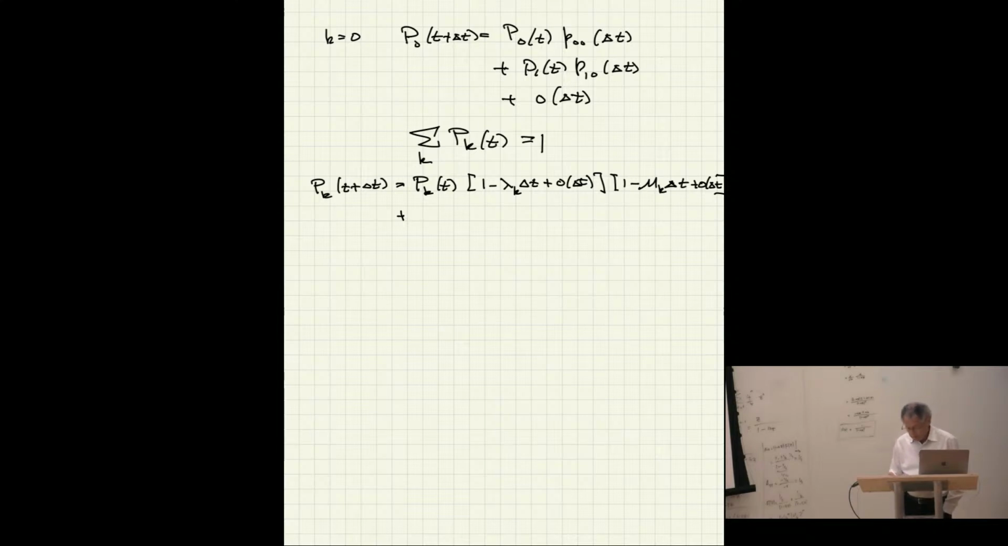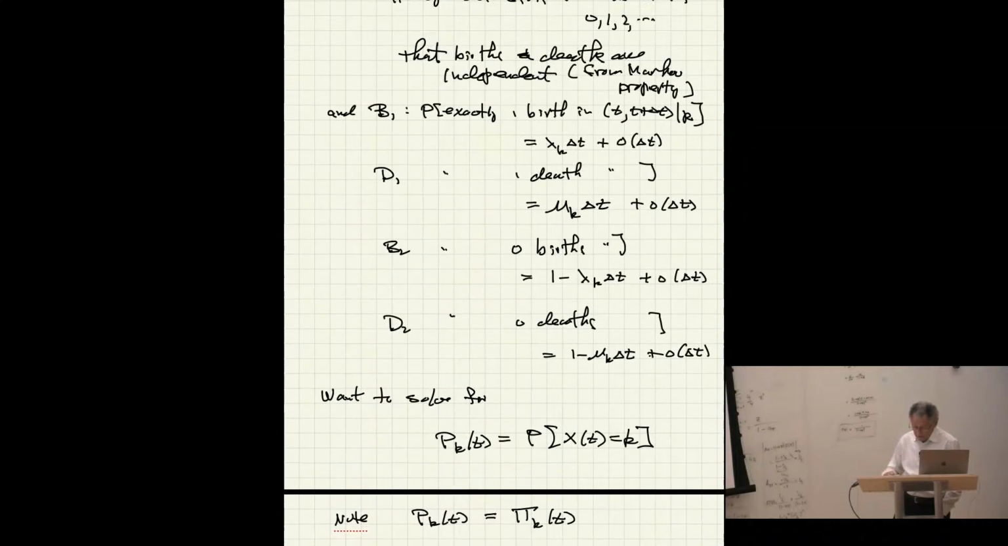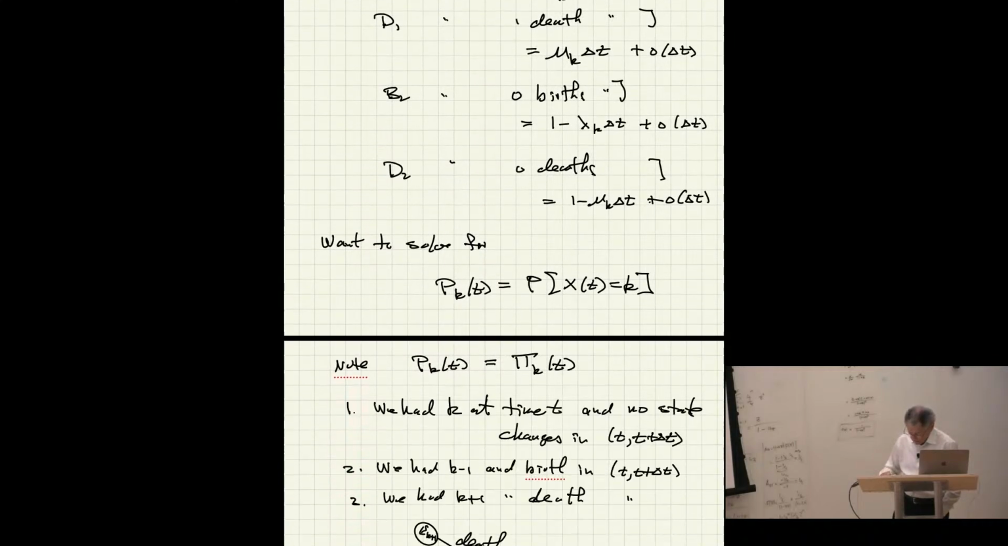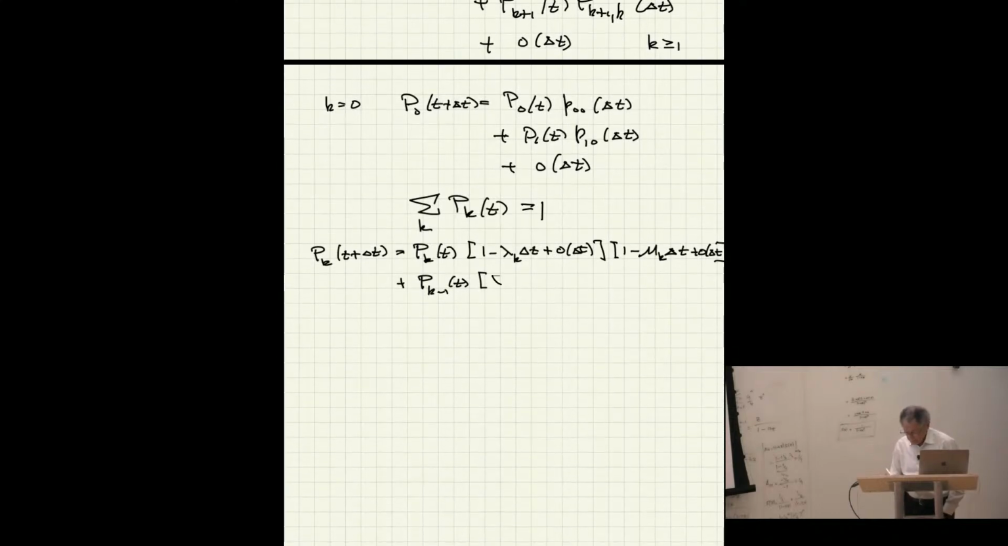Plus the other case, pk minus 1 of t times, now I need a birth. What's the probability of a birth? Go back up to my assumptions here. That's b1. It happens lambda k delta t plus little o of delta t. Or I could have had one too many, pk plus 1 of t, and then I need a death. That happens with probability mu k delta t plus little o of delta t.